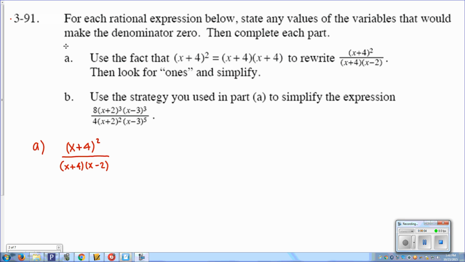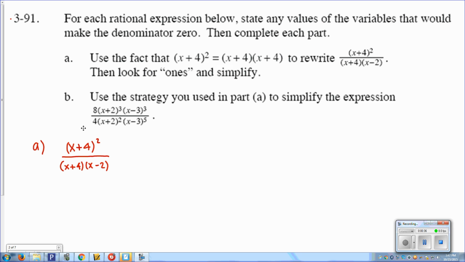Problem 3-91. For each rational expression below, state any values of the variables that would make the denominator 0. Then complete each part. Letter A. Use the fact that the quantity of x plus 4 squared equals the quantity of x plus 4 times the quantity of x plus 4 to rewrite that expression. Then look for ones and simplify.